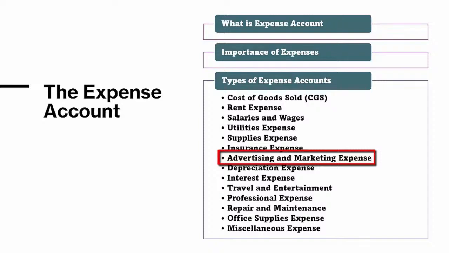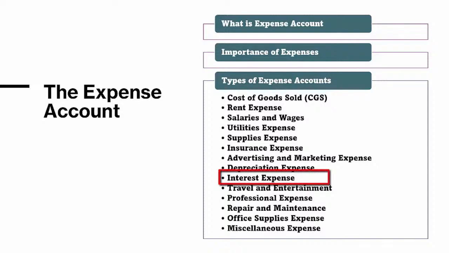7. Advertising and marketing expense. Money spent on advertising, promotions, and marketing efforts to attract customers. 8. Depreciation expense. The gradual decrease in value of long-term assets like buildings, machinery, and equipment over time. This expense reflects how much of an asset's value has been used up. 9. Interest expense. The cost of borrowing money. If a business has taken out loans, the interest paid on these loans is recorded here.